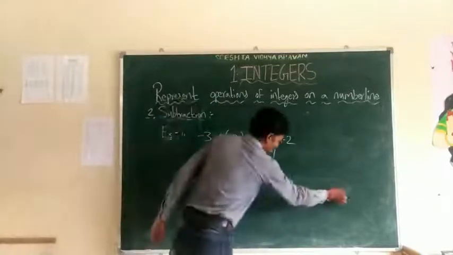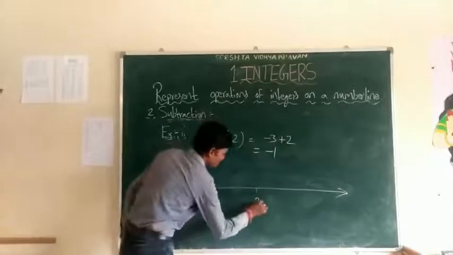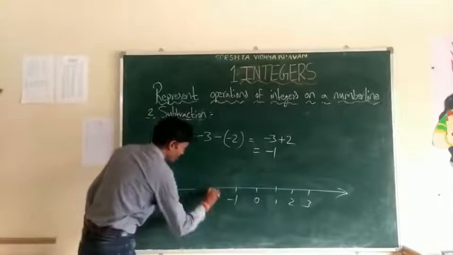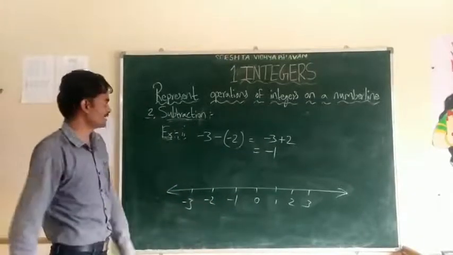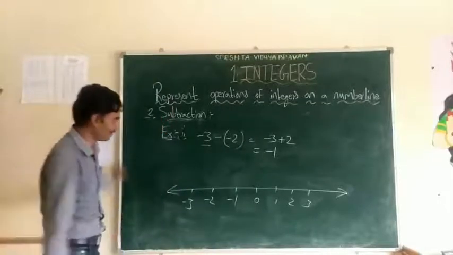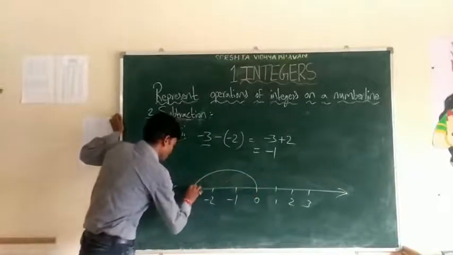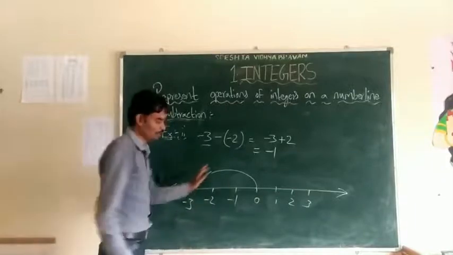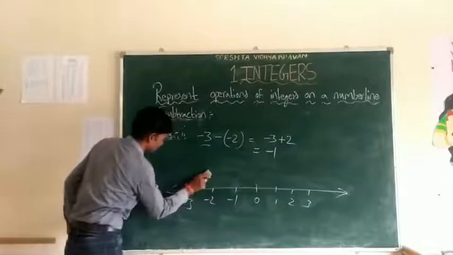Like that, take a number line. Okay, number line 0, 1, 2, 3, and on the left side minus 1, minus 2, minus 3. Now, what is the first number? Minus 3. Minus 3 means it is the backward direction, or we have to follow the down.